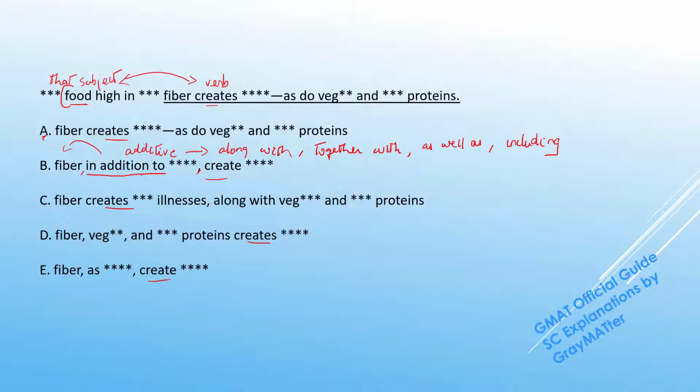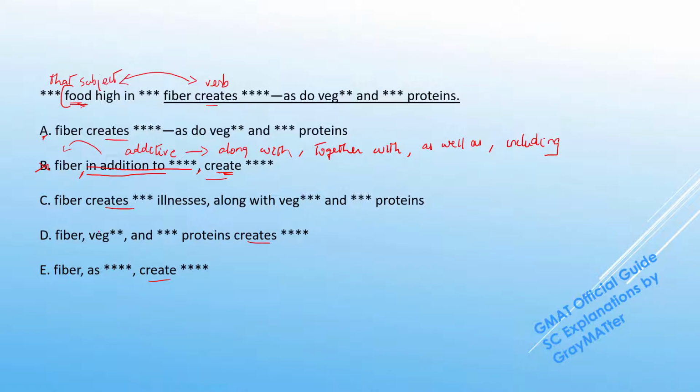Moreover, additive phrases don't make a subject plural. That means this can be read around, and we can notice that the subject is food and the verb is create, and this is a subject-verb mismatch as well. So there is a construction mistake and a subject-verb mismatch.